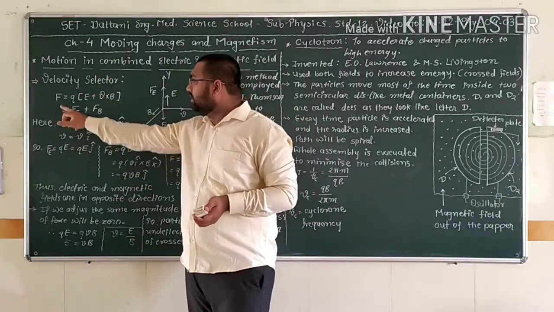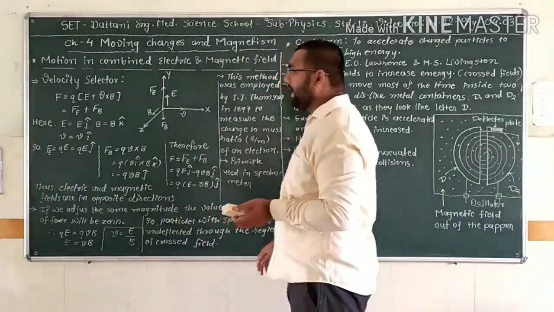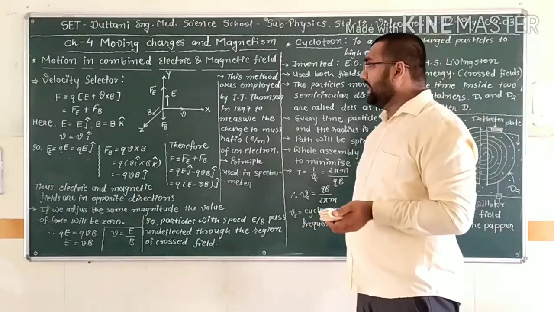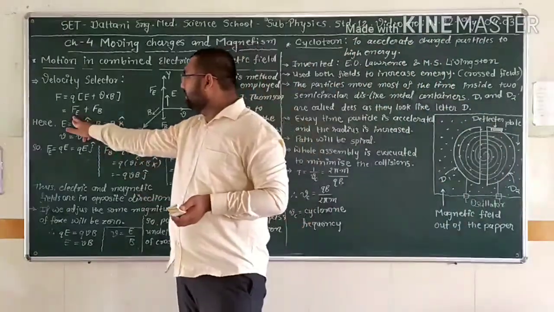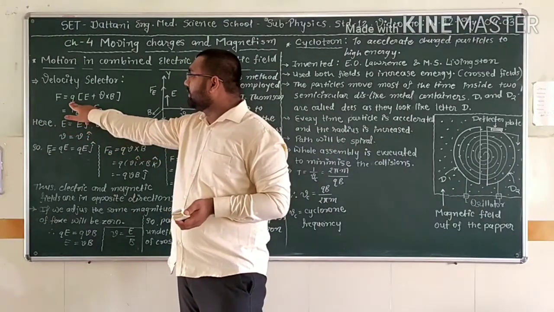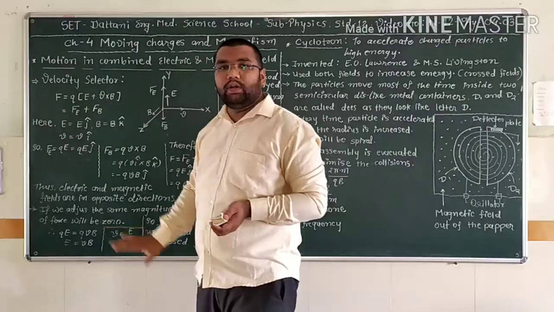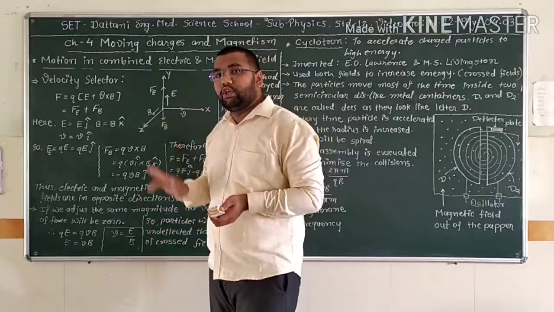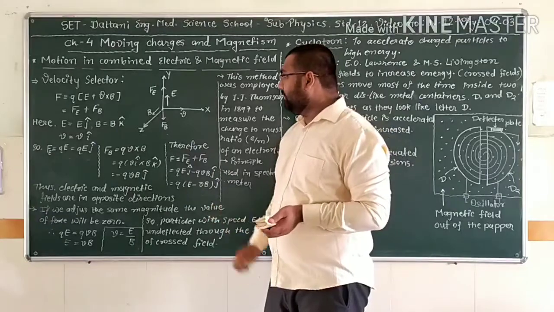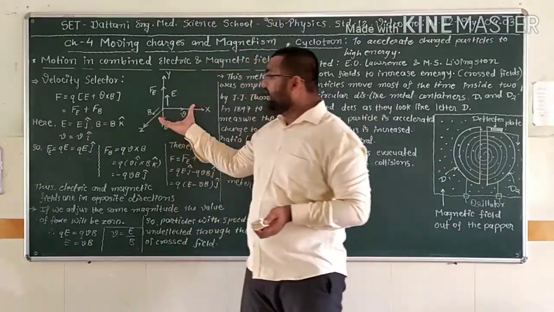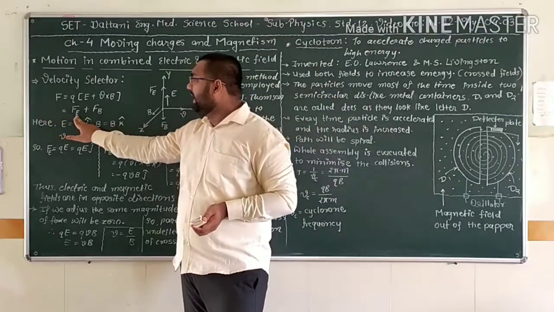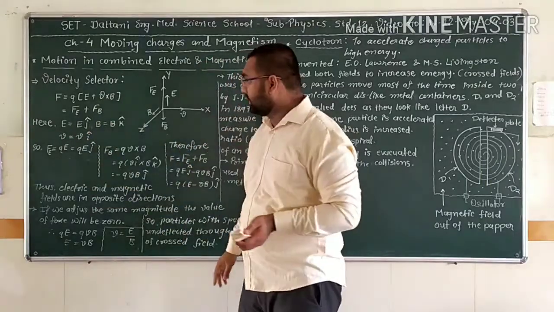So velocity selector. As we know, the force equals electric force plus magnetic force. We have both the formulas. The formula of electric force is Q into E and the formula of magnetic force is Q into V cross B. That is the formula of a magnetic force. Here we have both the forces present. So we have written here that F equals electric force plus magnetic force.